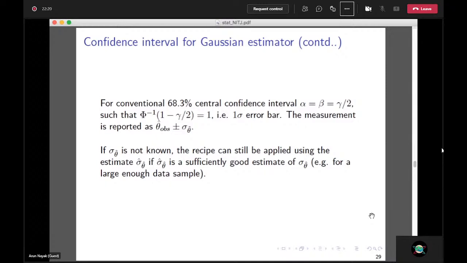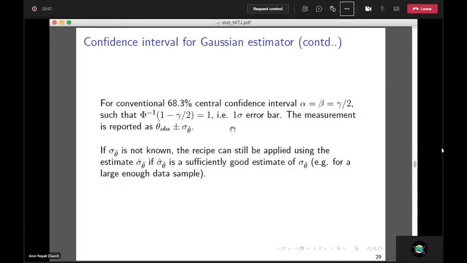Now, typically when we quote error, we quote it with respect to the 68.3% confidence interval. That is what we call 1 sigma. Then we can take alpha equal to beta equal to gamma by 2, and for 1 sigma, phi inverse of 1 minus gamma by 2 is 1. It's a 1 sigma error bar, and the measurement is typically reported as theta observed plus or minus sigma theta.